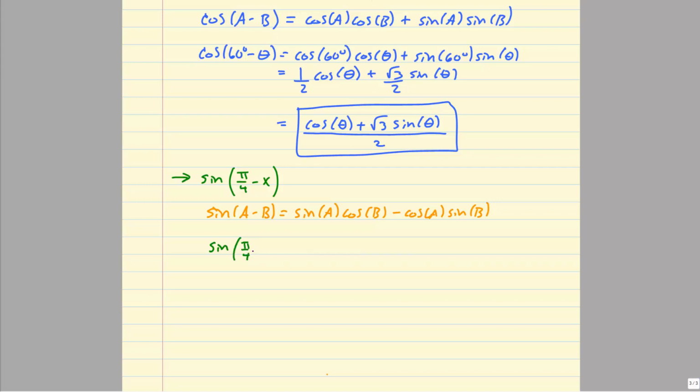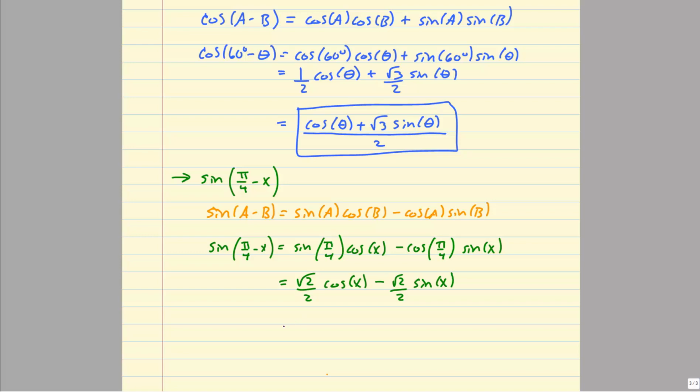So again, pi/4 minus x. This will be the sine of pi/4 cosine of x minus the cosine of pi/4 sine of x. So sine of pi/4 is square root of 2/2 cosine of x. And I don't know anything about x, so I have to leave that as is. Cosine of pi/4 is √2/2 sine of x. And then I can rewrite these as a single fraction. So this would be √2 cosine x minus √2 sine x all over 2.